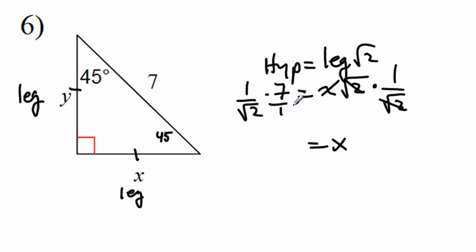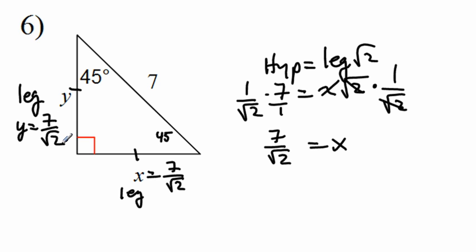And then this is 7 over 1. 1 times 7 is 7. Root 2 times 1 is root 2. And we know that the leg here is 7 divided by root 2. Now remember, if these are equal, and this is 7 divided by root 2, then what's this over here? We know y is equal to 7 divided by root 2.